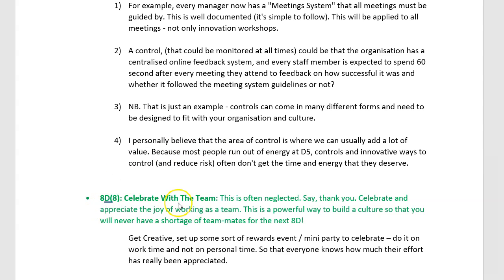8D Discipline 8, Celebrate with the team. This is often neglected. Say thank you, celebrate and appreciate the joy of working as a team. This is a powerful way to build your culture so that you'll never have a shortage of teammates for the next 8D.